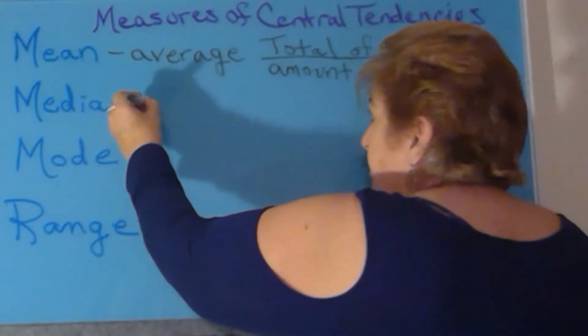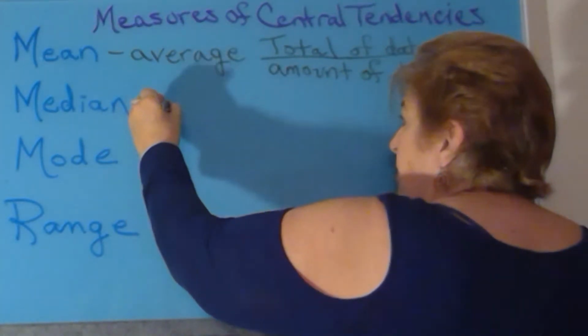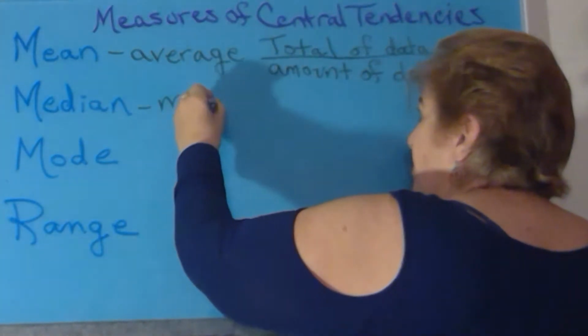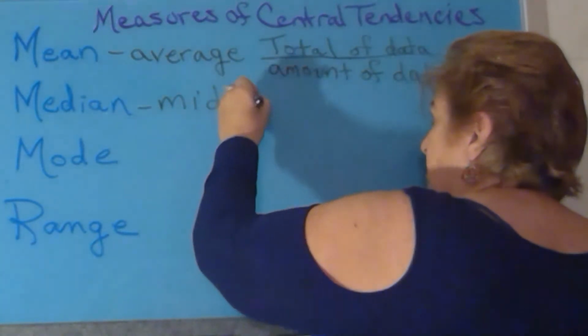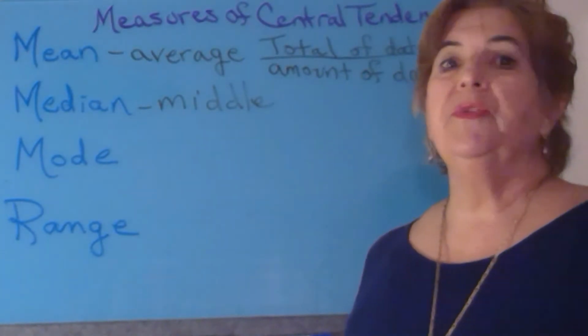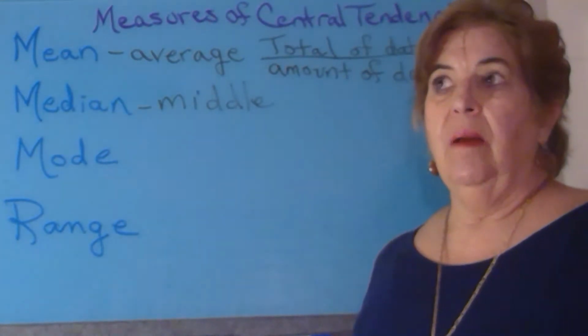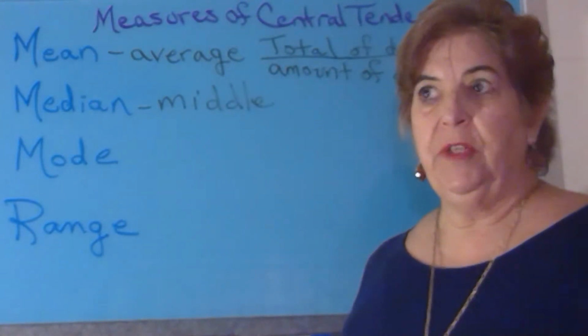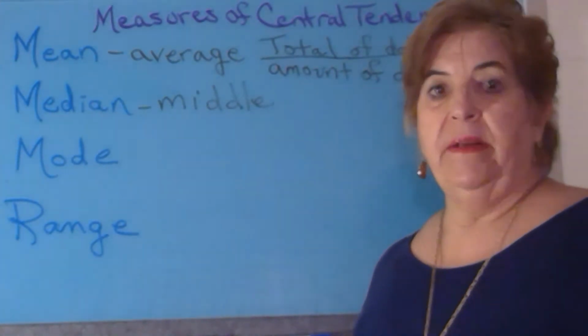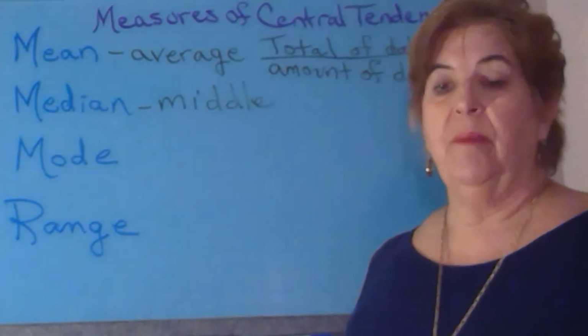The median is the middle. What number is right in the middle of your set of data? Now, it doesn't matter how widespread your data is and how close it is to one end or the other. It's just the number that's in the middle.